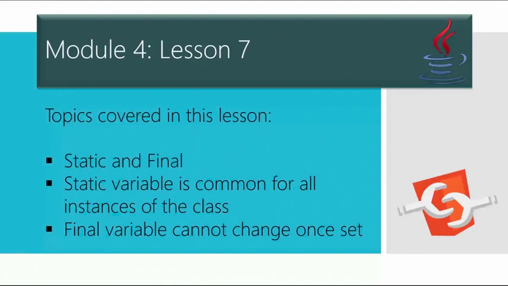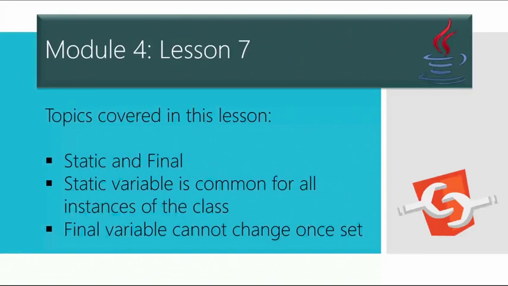The static variable gets memory only once in a class area at the time of class loading. And one of the advantages of using a static variable is that it makes the program memory efficient. The final keyword in Java, on the other hand, is used to restrict the user. In other words, the Java final keyword can be used in many contexts. So final can be a variable, method, or class.